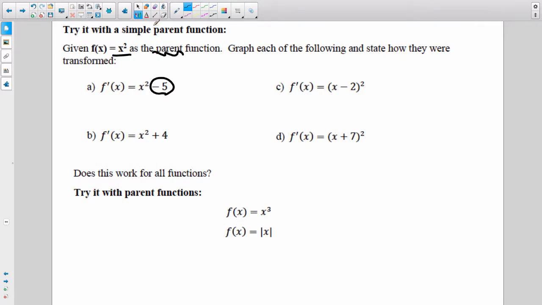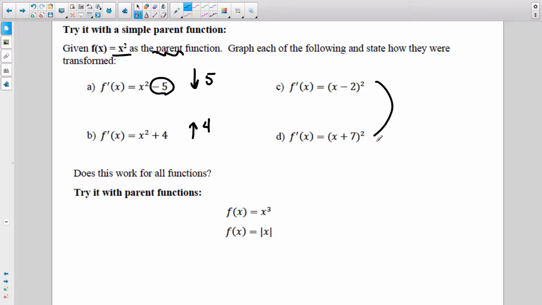That was plus 4. Okay, so I think what you notice here is when it was minus 5 after the function, it went down 5. And when it was plus 4 after the x squared, it went up 4. Very cool. Now let's take a look at what happens with these.